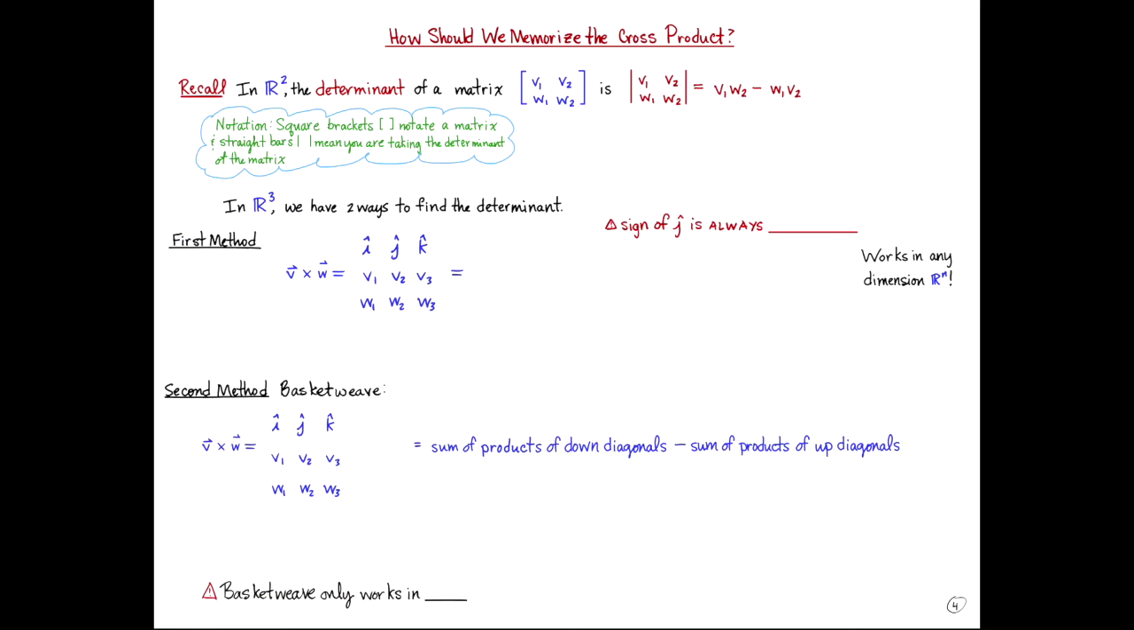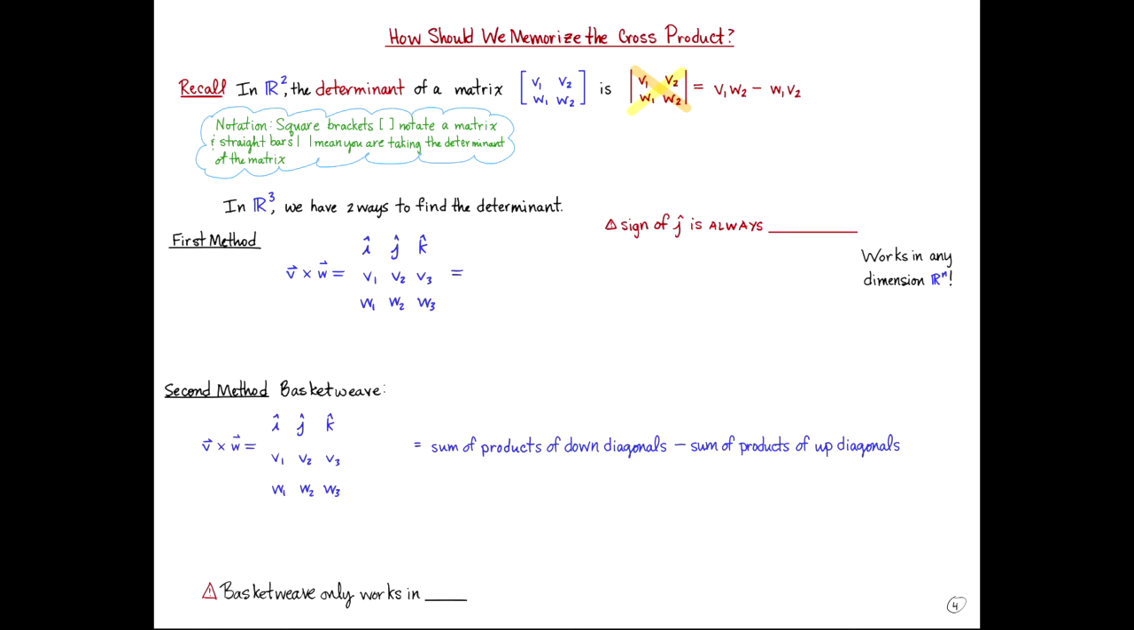Most of you have done a little bit of linear algebra when you were in high school. Recall that in R2, we can find the determinant of a matrix by taking the product of the down diagonals, which gives us V1 times W2, minus the product of the up diagonals, giving us W1 times V2.